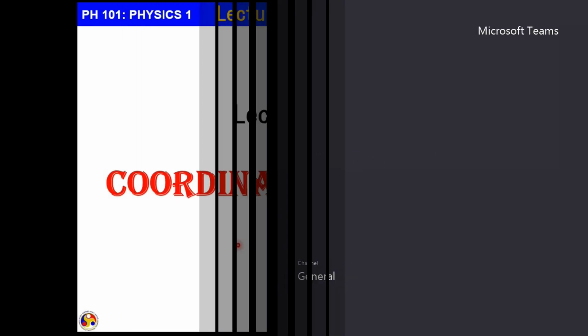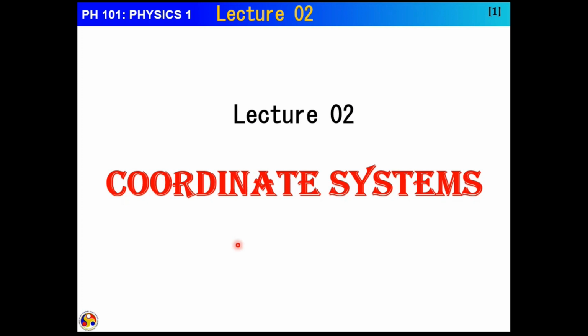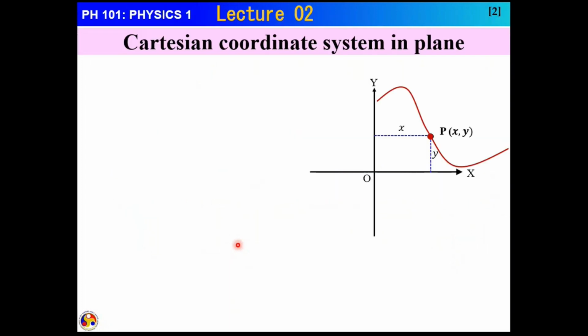To this lecture number 2 of this course PH101, in which we are going to discuss the coordinate system. So I will start with the Cartesian coordinate system in 2 dimensions, which is also known as the Cartesian coordinate system in a plane. This system you have already utilized in 10+2 standard to solve many problems. So I'm doing a kind of recap of this Cartesian coordinate system.